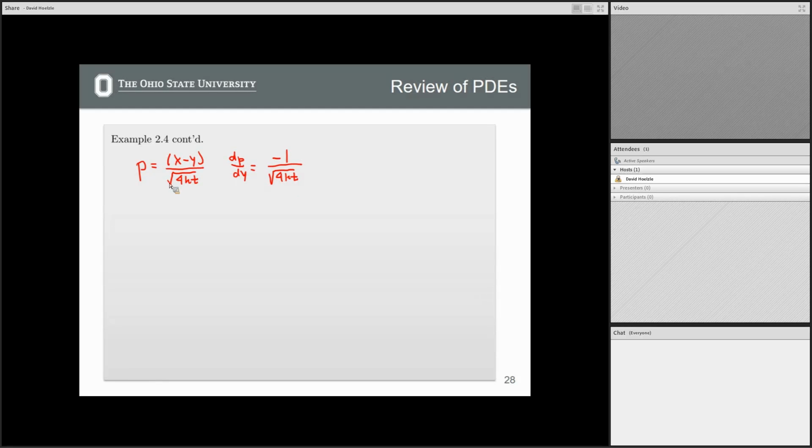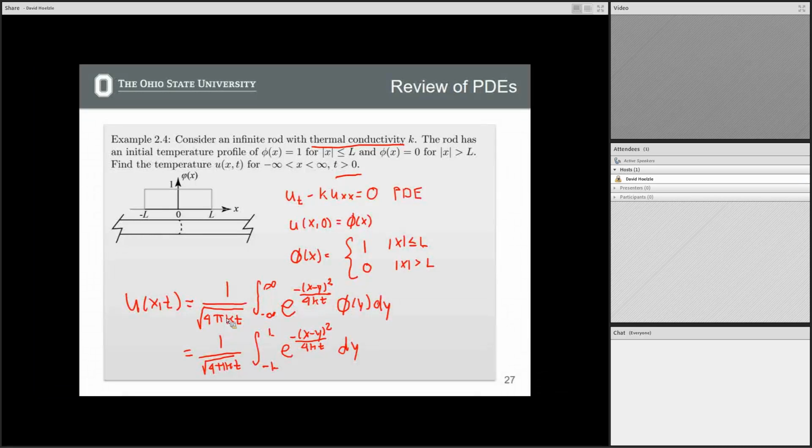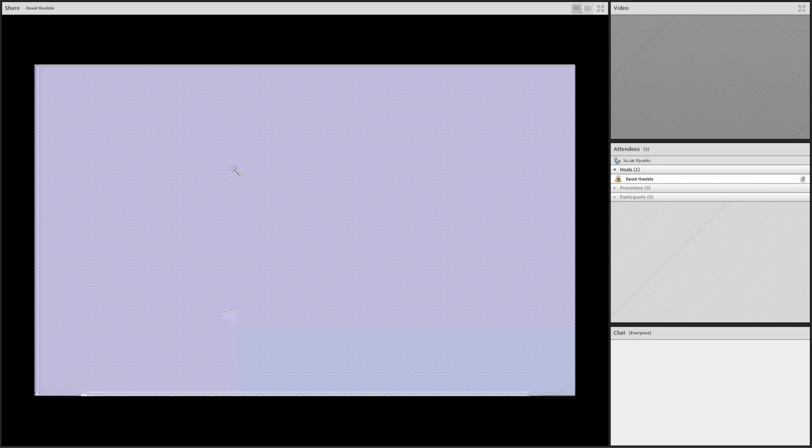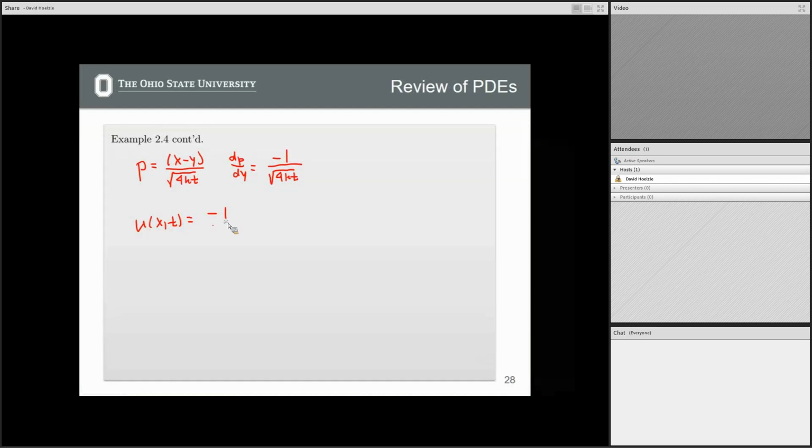So that gives me u(x,t). Because we have this square root of 4kt, what that does is cancel out some of the coefficient here, not all of it. It doesn't cancel out the pi, but it cancels out the rest of it. So -1 over square root of pi. I'll get into what the limits of integration are in a second, but now I get e to the negative p squared dp.